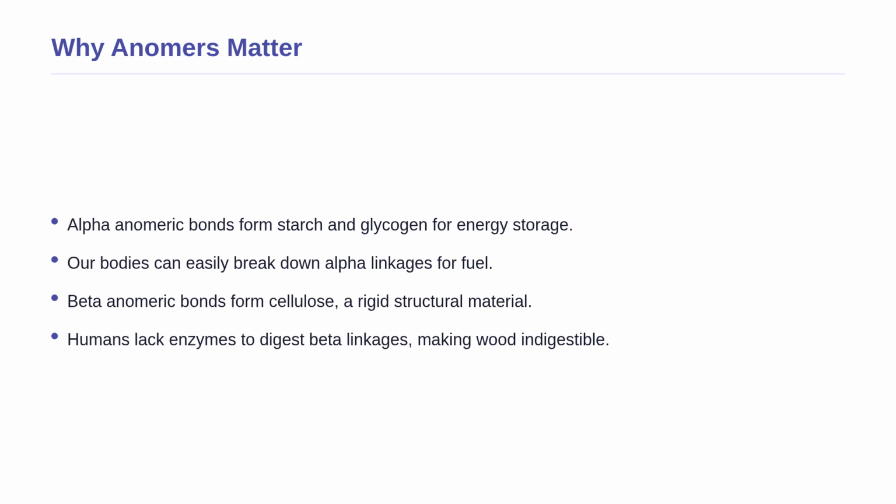However, when glucose molecules link together using beta anomeric bonds, they form cellulose, the rigid structural material found in plant cell walls and wood. Humans do not possess the enzymes required to break beta linkages, which is exactly why you can eat and digest a soft potato, but you cannot digest a wooden plank.